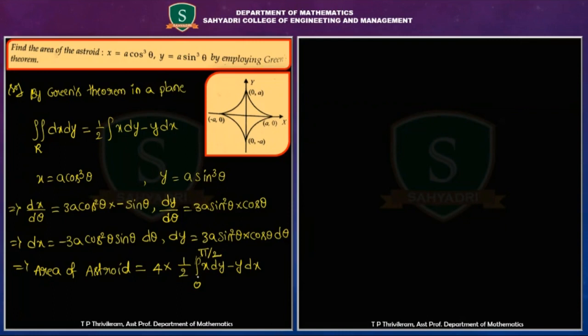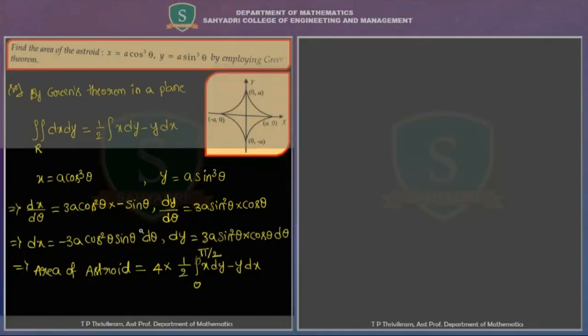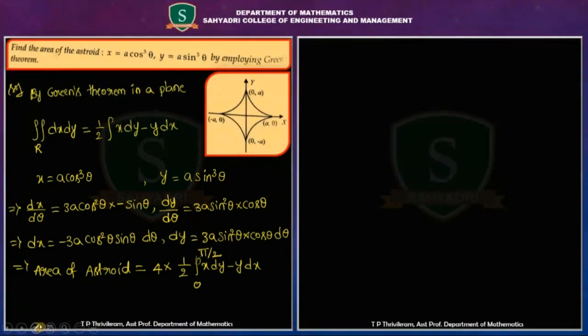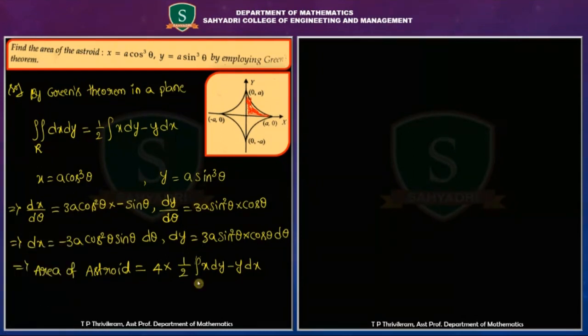So if you put this, it will calculate only this part. We'll find only this part's area and multiply 4 times of it, so that we'll get the area of this complete region. Here we still didn't substitute theta, so we have to erase it. I'll put the curve C. After substituting x and y values, you can put limits as 0 to pi by 2.